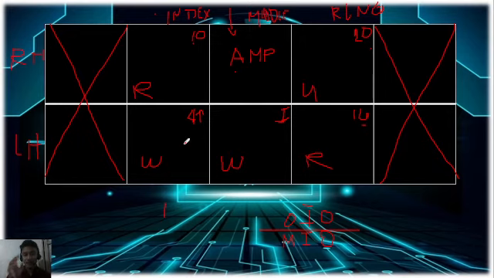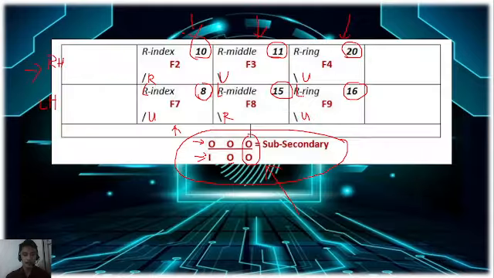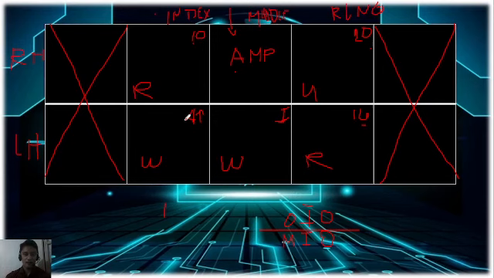Okay? So, sabi natin kapag yan ay there are 3 or more. Balikan natin yung table para ma-sure natin. Okay? Sabi dyan, 3 or more intervening ridges inside or in front or above of the right delta, then that is inner. Kapag nasa baba naman ng right delta or outside right delta, then that is outer, di ba? So meron tayo dito 4 intervening ridges above or in front of the right delta, then that is an inner whorl.